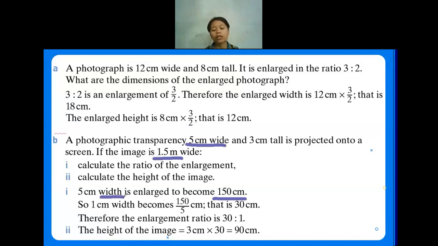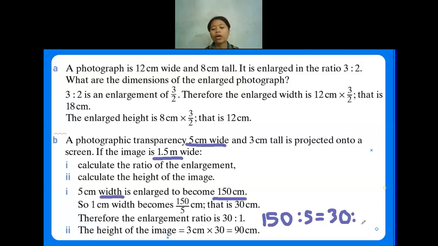After that, to find the ratio, because the picture is getting bigger, we need to write the bigger number first. So the new width for the enlarged one is 150 centimeters, and the original width is 5 centimeters. 150 to 5, we can simplify it, becomes 30 to 1. So now we already have the ratio for the enlargement, which is 30 to 1.